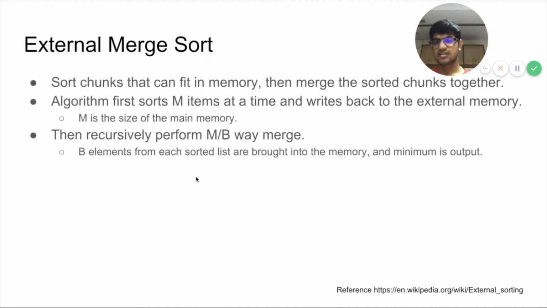Now, to describe the external merge sort in greater detail, what we actually do is we sort the chunks that fit into memory and then merge the sorted chunks together. The algorithm first chooses M elements at a time and writes back the sorted elements in the external memory. Here, M is the size of the main memory. Now, it recursively performs an M/B way merge, where B elements from each sorted list are brought into the main memory and their minimum is output.